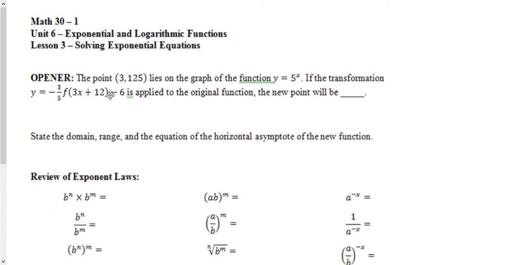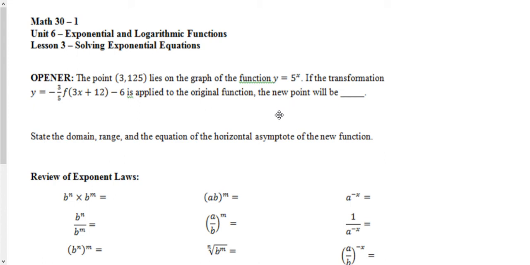Before we get there, we're going to start on our opener question, just to remind us of what happened last lesson. So we have a point (3, 125) lying on the function y equals 5^x. If the transformation given is applied to the original function, the new point will be what?